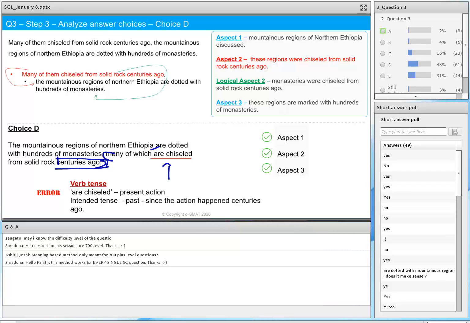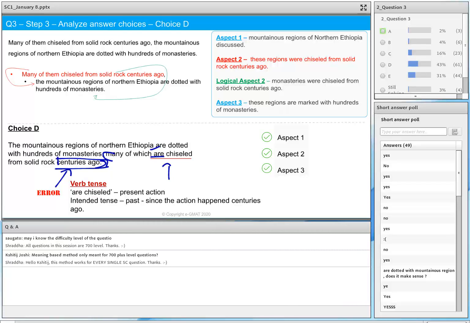Many of the students choose choice D because, yes, a subject-verb pair is much better in construction. It's very clear, precise and concise, all those things. But if your grammar is wrong, you cannot go with that structure. It just doesn't make sense to use a present tense verb for an action that was done centuries ago. So a question may arise in your mind: if we change "are chiseled" to "were chiseled," will choice D become correct? Yes. Choice D will become correct if we replace "are" with "were." That's the only change we require to make this sentence correct.